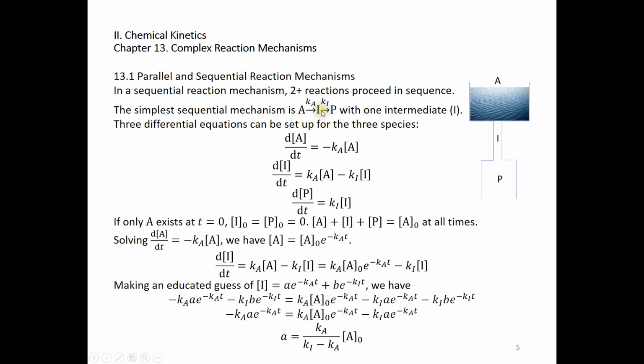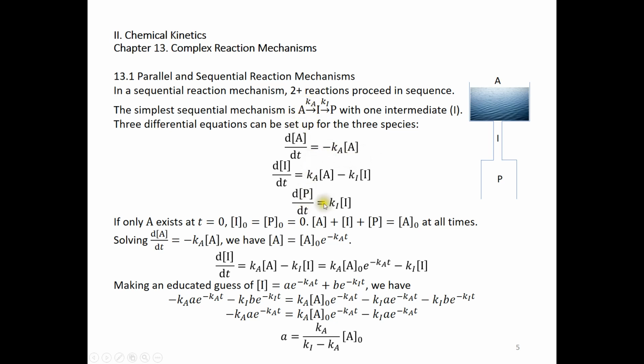Since we have 3 chemical species in the mechanism, we should be able to write out 3 differential equations. Why is that? The concentrations of A and I and P all change with time. So we can have an equation for dA over dt, another equation for dI over dt, and a third equation for dP over dt. Now let's look at dA over dt. A is involved in only the first step, from A to I, and it's consumed. Therefore, we have a negative sign here. And how fast is this? Well, the rate is kA times A.